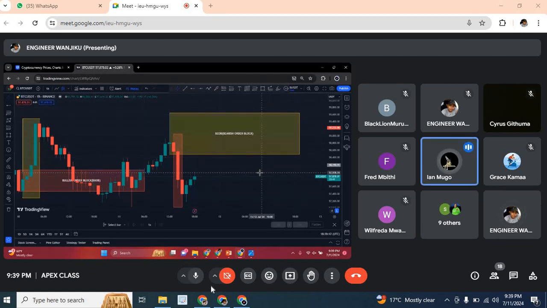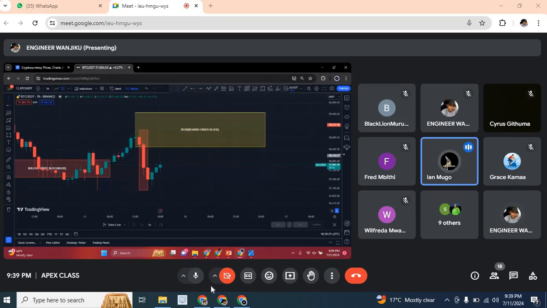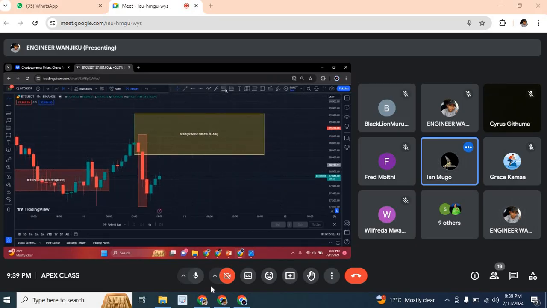Okay, so you have two entries, eh? So the first one, what you will do, you show that the market is going to test the order block. So when it's going to test it, you buy. You buy from the bottom, here, until it goes to test it. So you put your take profit at the bottom part, not in the middle, so that you're safe.